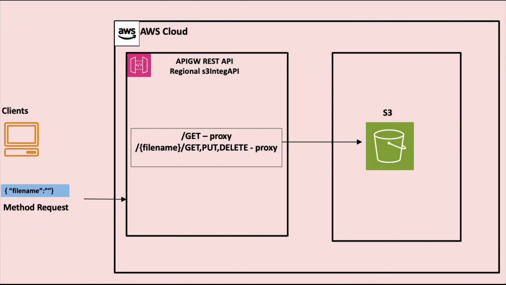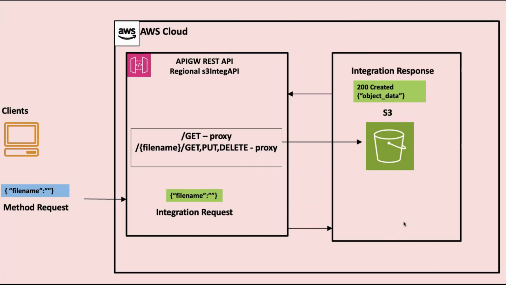Now when the client sends a request and provides a file name and also the corresponding text to be part of that file, the request will go to the API Gateway, and there is no change here with respect to the request. It will be sent as it is. Then the S3 operations will complete and then the response will come.